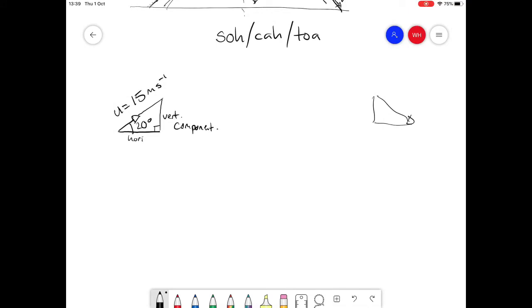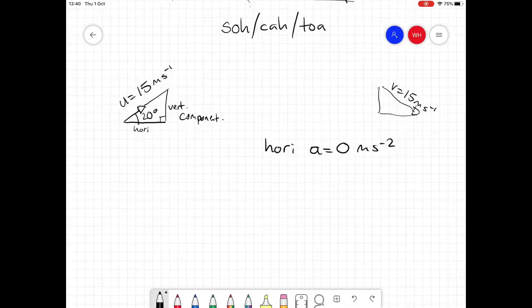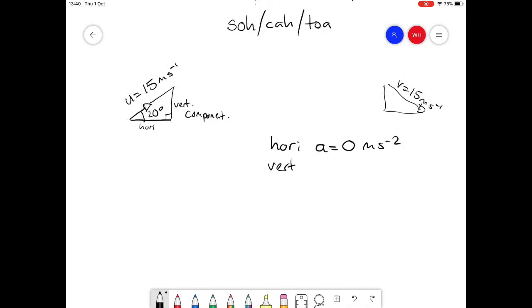We already know that this is going to be 15 meters per second. But we don't know a lot else, do we? We have been given an initial velocity and a launch angle. From that, we can say that horizontally, acceleration is 0. Vertically, acceleration is g, which is 9.81.